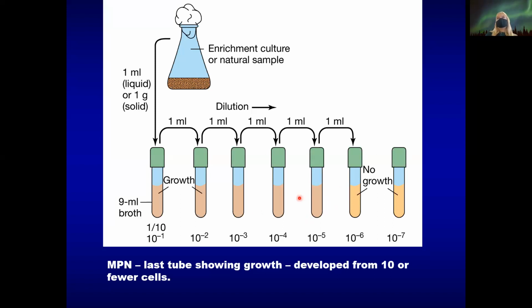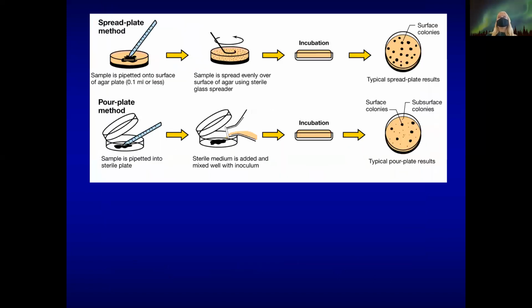I don't really use it that much because I like to see who's showing up. I want to see the colonies. So I usually do a spread plate which you've already done. This is a spread plate idea. You've seen this already. The pour plate is being shown on the bottom, where you mix your sample into the agar and then pour it in and incubate it, and then you get some bacteria in the agar and some on the agar.